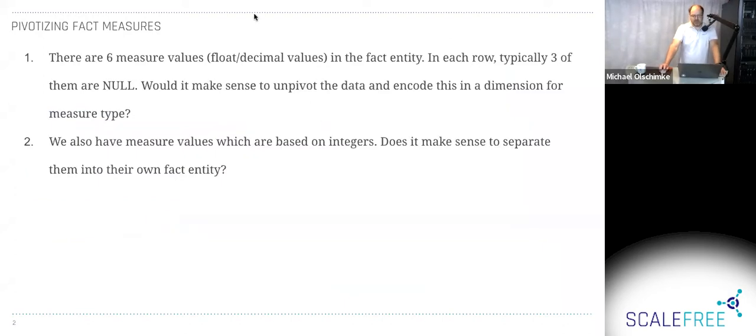The first question is all about the measure values here. There are apparently 6 measure values, float or decimal values, in the data set, and typically for each row some of them are null. Only a few of them, in this case maybe half, have values, and the other half roughly has null values. So would it make sense to unpivot the data and encode this using a dimension for the type of measure, a measure type dimension, and then only have 2 columns per fact, essentially?